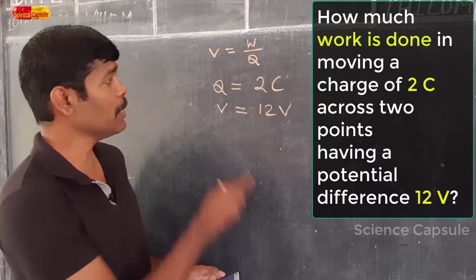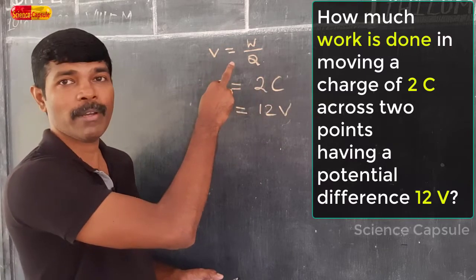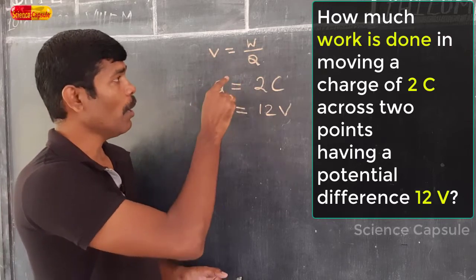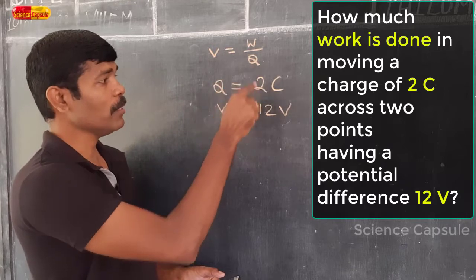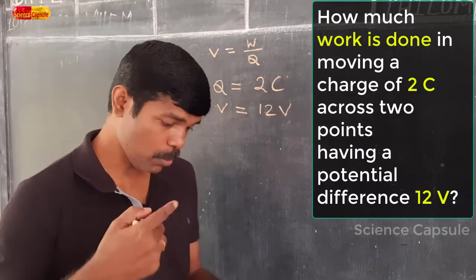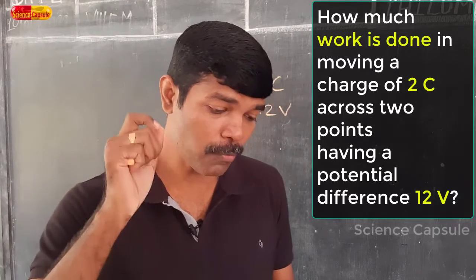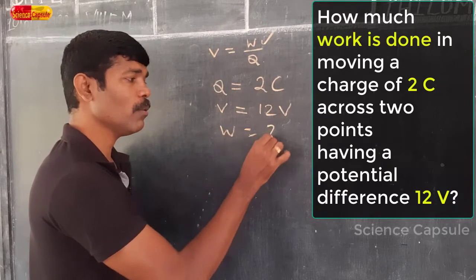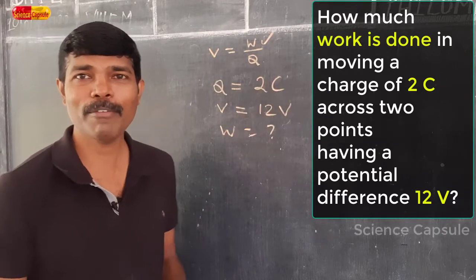So 2 quantities are given, and this is the equation. When we talk about potential difference, this is the equation, right? So in this question, Q is given, and volt is given. Now what are we supposed to find out? Here, how much work is done? That is work done we have to find. W is equal to question mark. Can you find it?